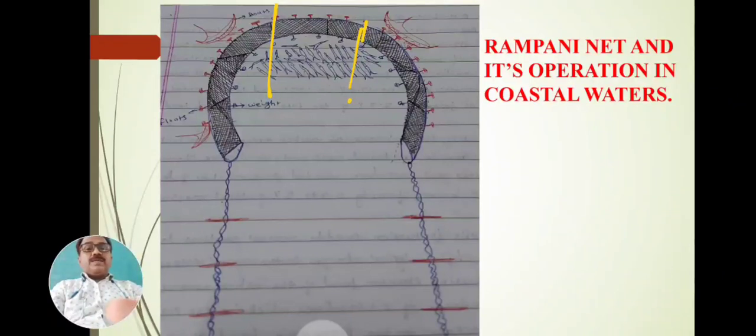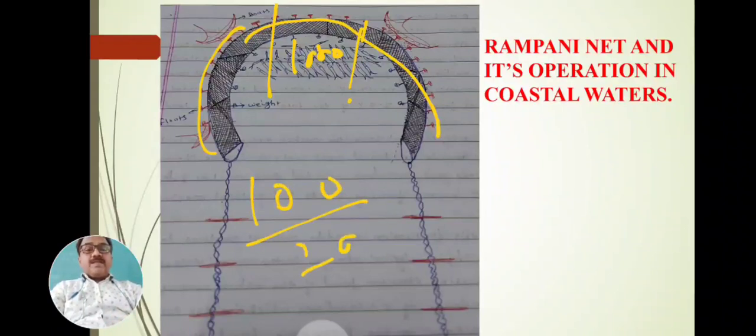Central are the 100 pieces. When a complete net is to be constructed with 100 pieces, then in these 100 pieces, 20 pieces are central. These are the 20 pieces.